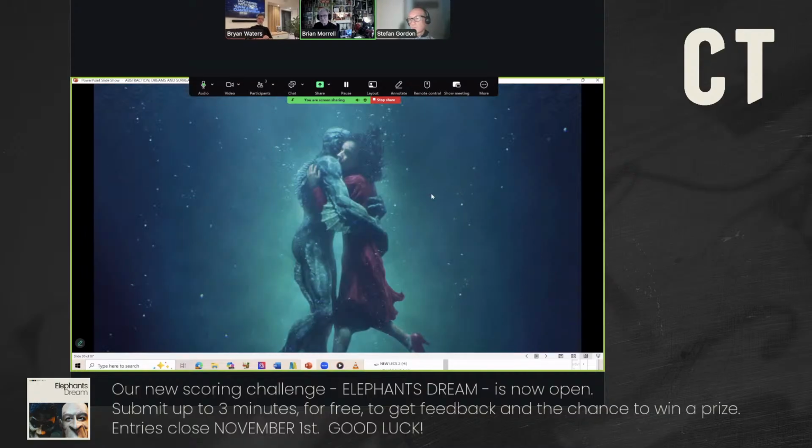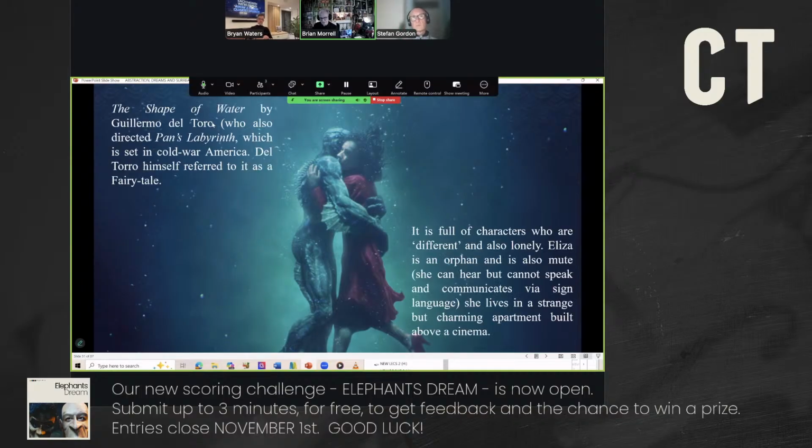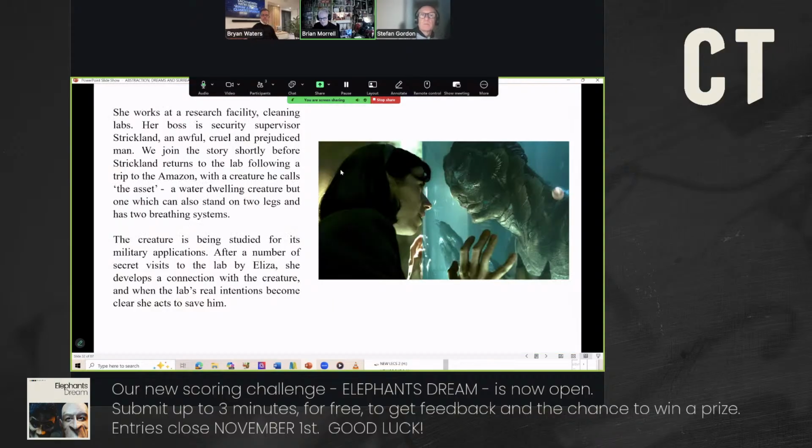Shape of Water, okay, obviously Alexandre Desplat. It's obviously a Del Toro film, who also directed Pan's Labyrinth. This one is set in Cold War America. The director himself referred to it as a fairy tale. It's full of characters who are different and also lonely. Eliza, this woman here, is an orphan and also mute. She can hear but she cannot speak, and communicates via sign language. She lives in a strange but charming apartment.